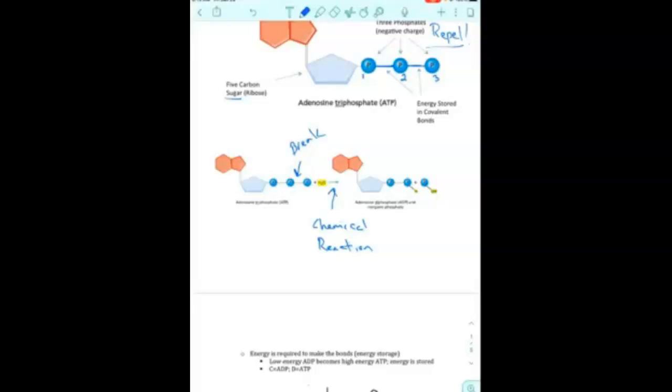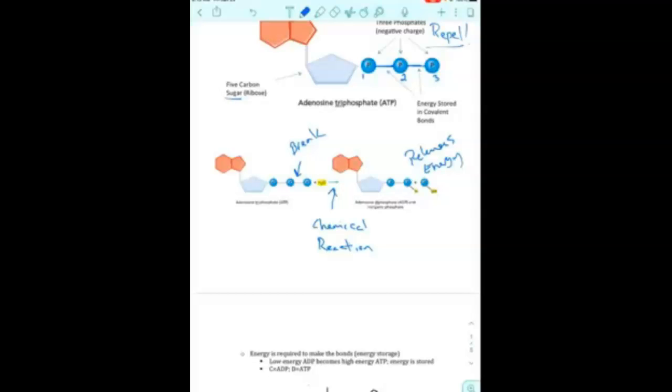And so the result is it releases energy. How's my handwriting today? That says releases energy.